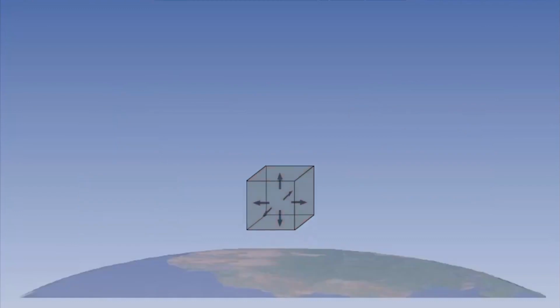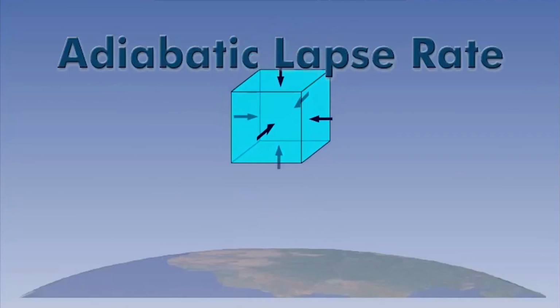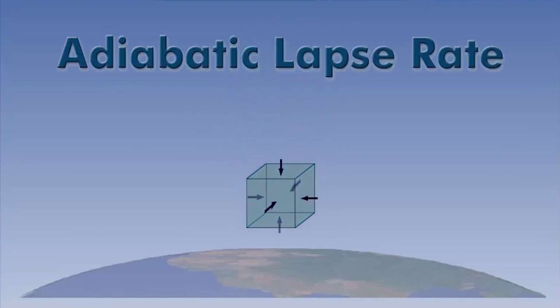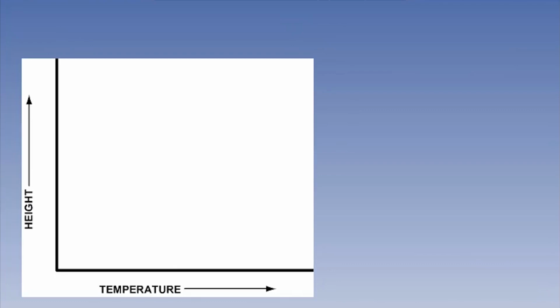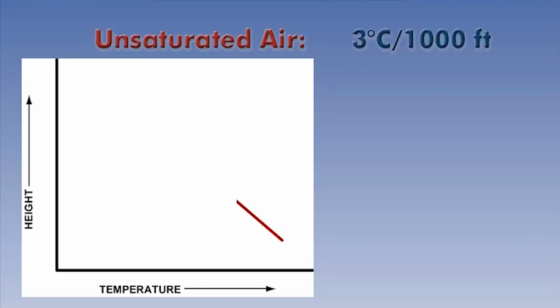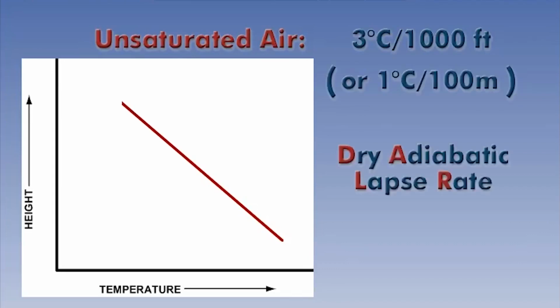The rate at which air cools or warms, as it is forced to rise or fall, depends upon the moisture content of the parcel of air. This is called the adiabatic lapse rate. If we first consider air that is dry or unsaturated, then the maximum rate at which the temperature falls is 3 degrees Celsius per 1,000 feet of ascent, or 1 degree Celsius per 100 meters. This is called the dry adiabatic lapse rate, or DALR for short.